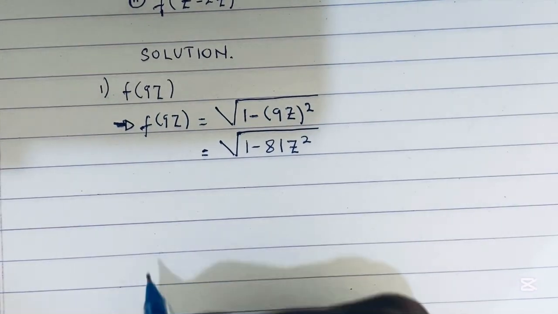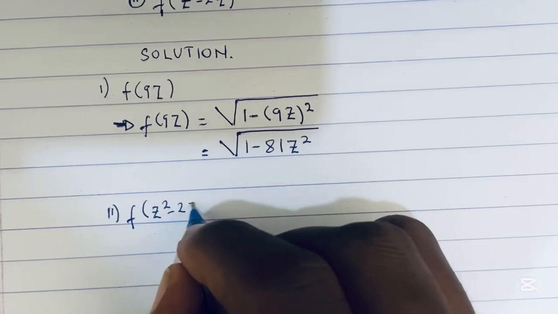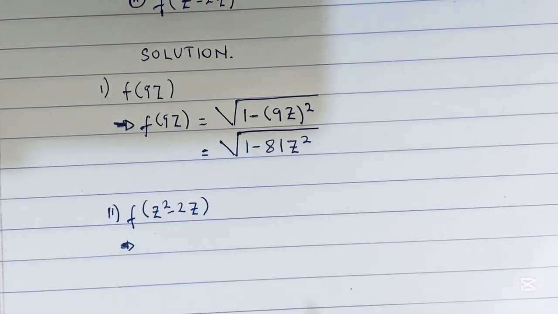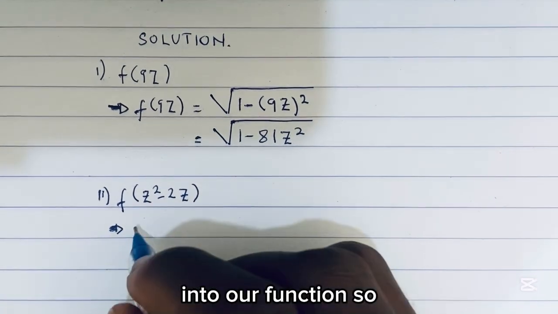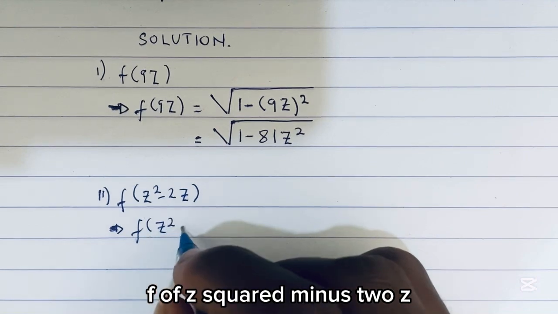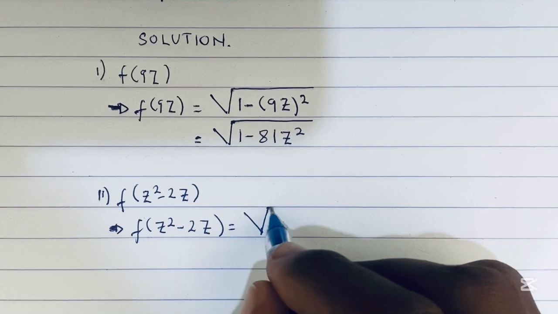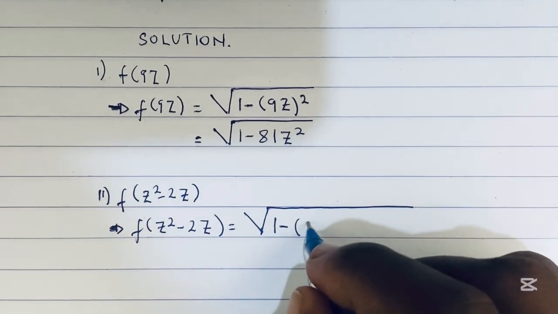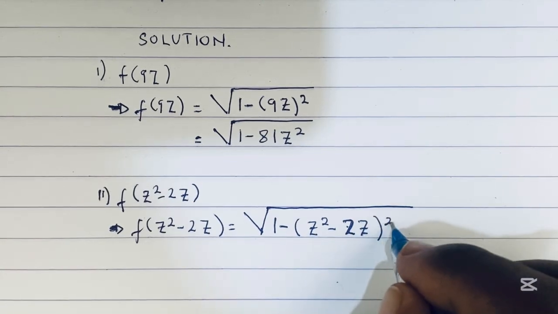Next problem is f of z squared minus 2z. We shall still do the same. We shall still substitute z squared minus 2z into our function. So f of z squared minus 2z is equal to the square root of 1 minus z squared minus 2z, all squared.